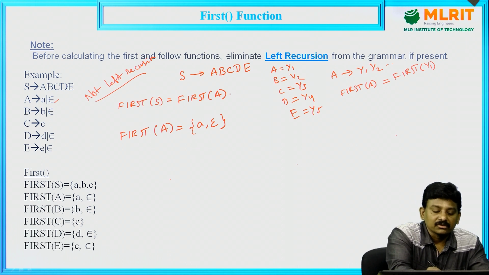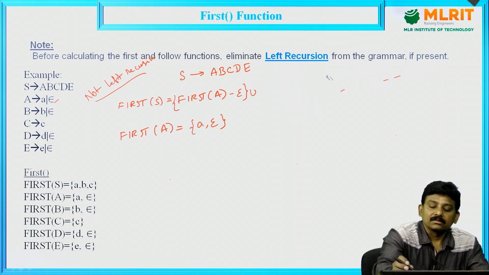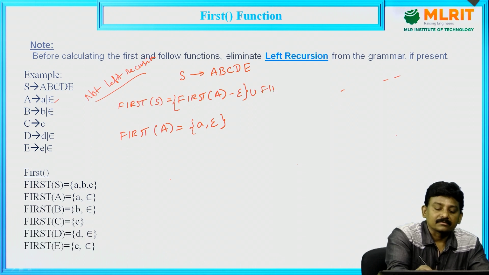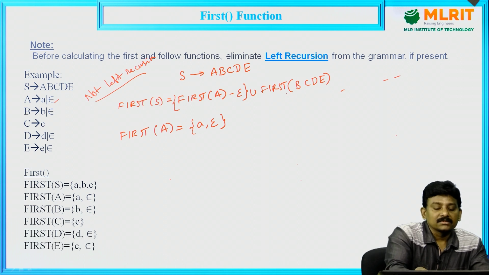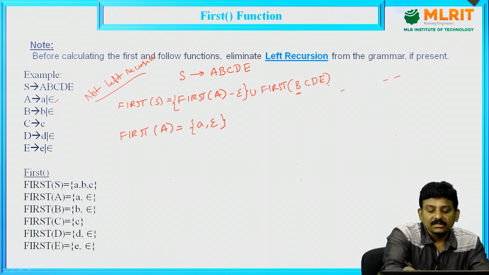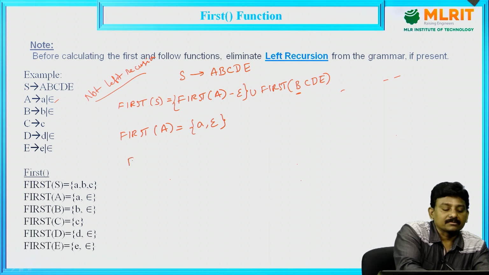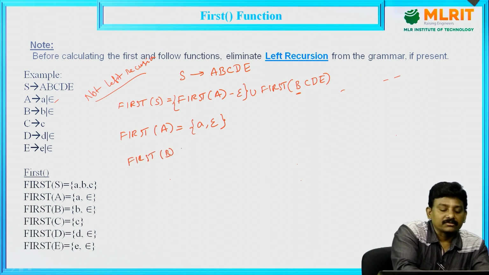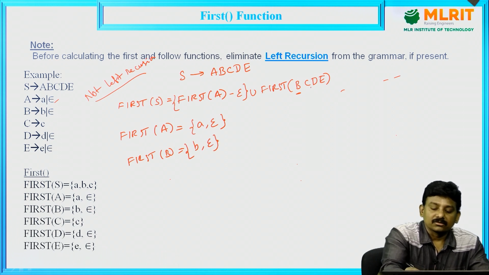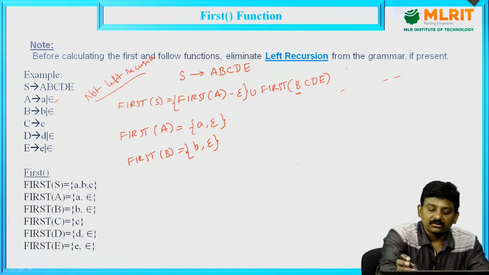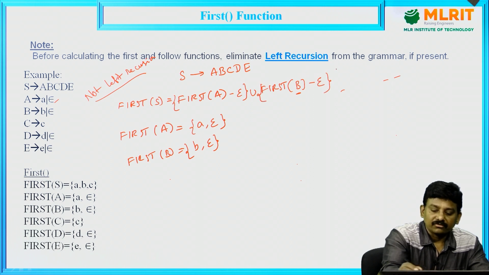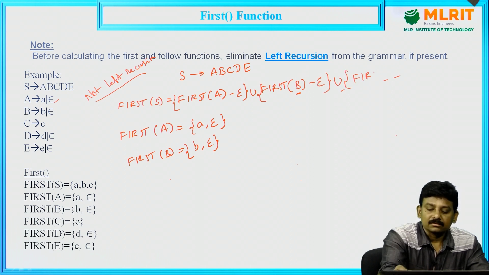So you have to exclude epsilon from first of A and take union of first of B, C, D, E. Now the first symbol of B, C, D, E is B, so you have to calculate first of B. First of B is b comma epsilon. B also derives epsilon, so exclude epsilon from first of B and take union of first of C, D, E.